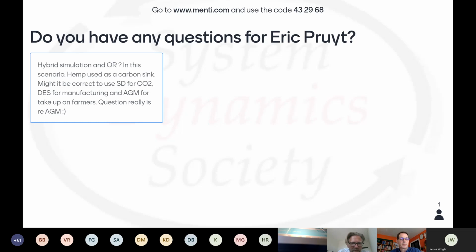So the question is hybrid simulation and OR. I hear an echo, by the way. In this scenario, is hemp used as a carbon sink? Might it be correct to use SD for CO2, that's for manufacturing and for take up on farmers? The question is really for farmers.